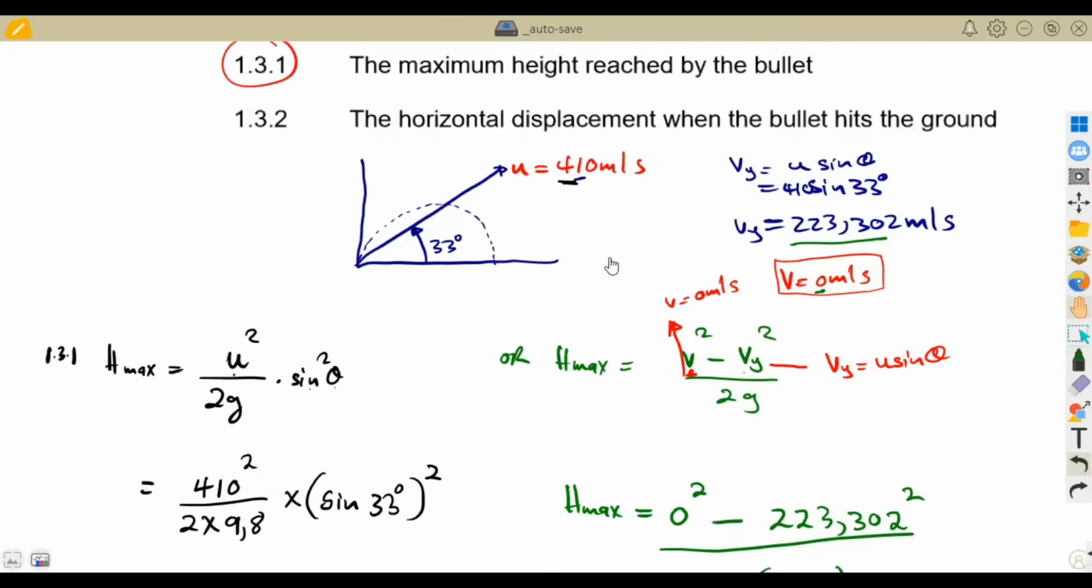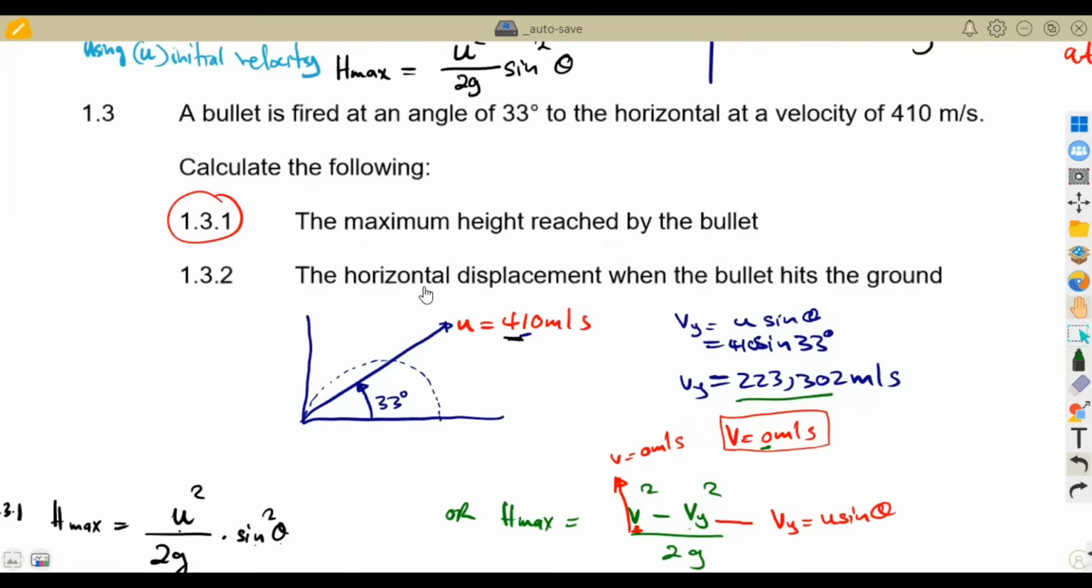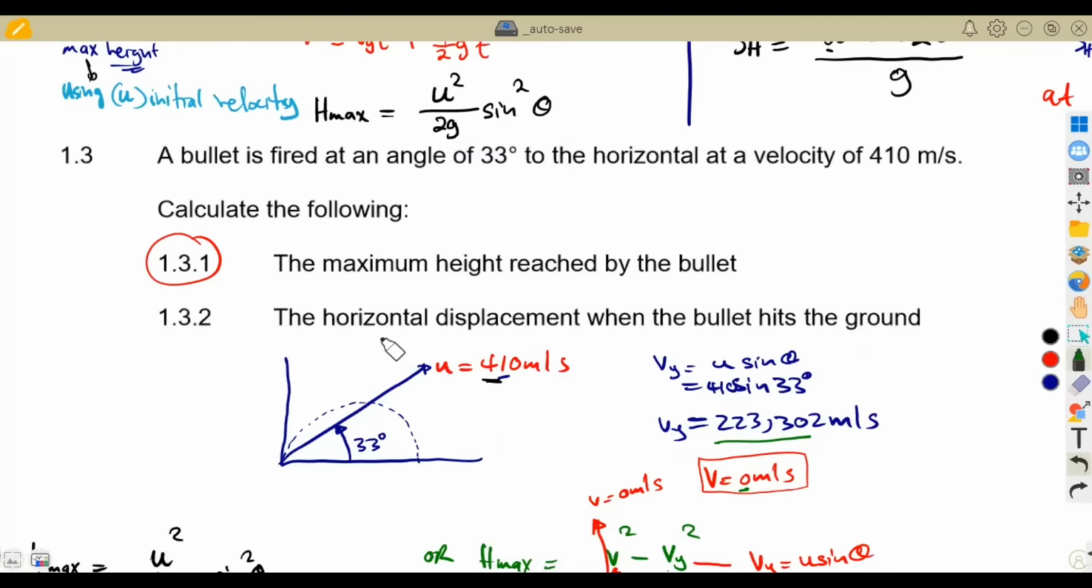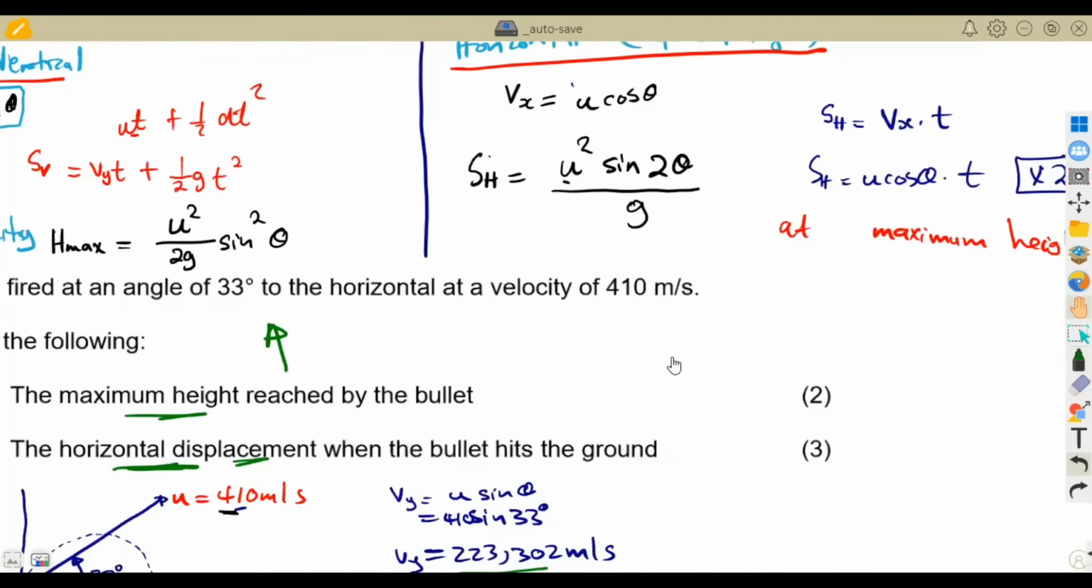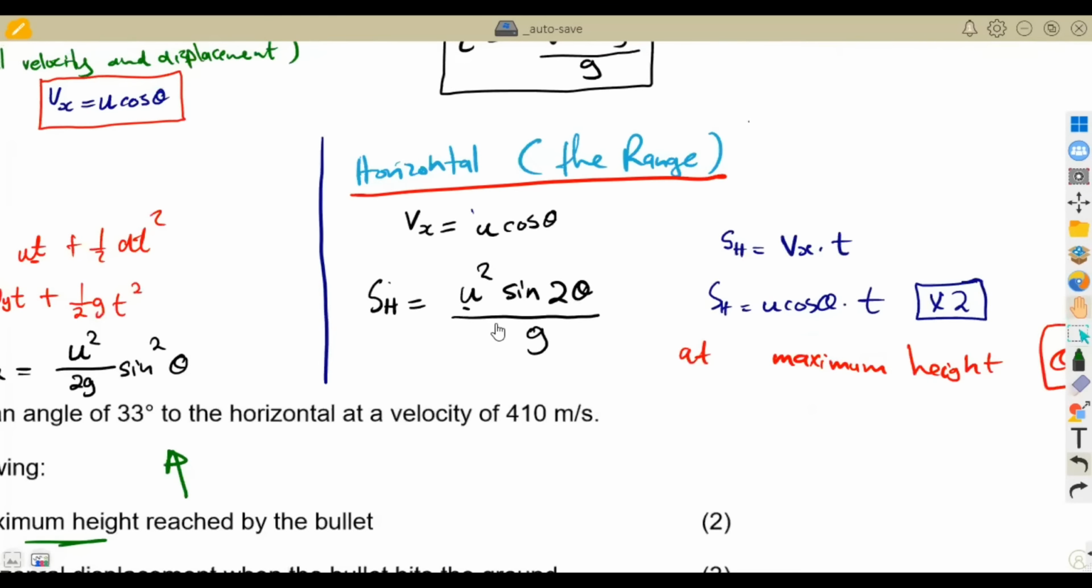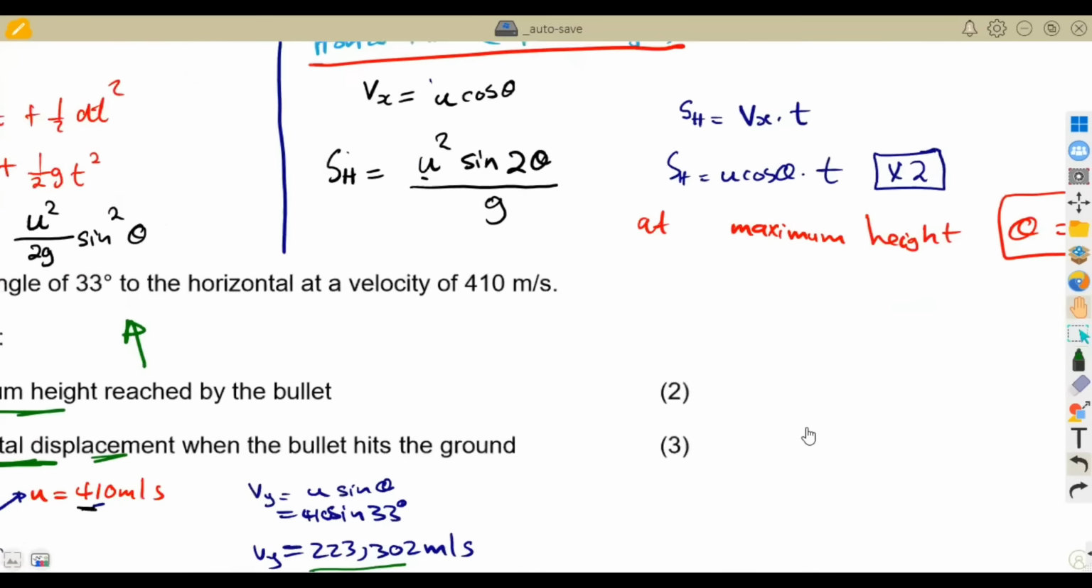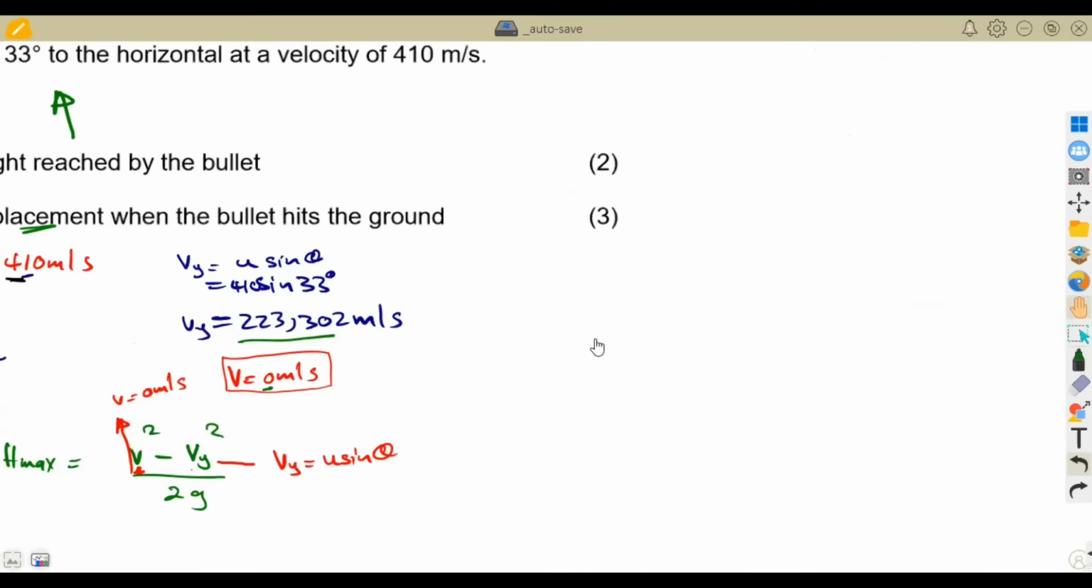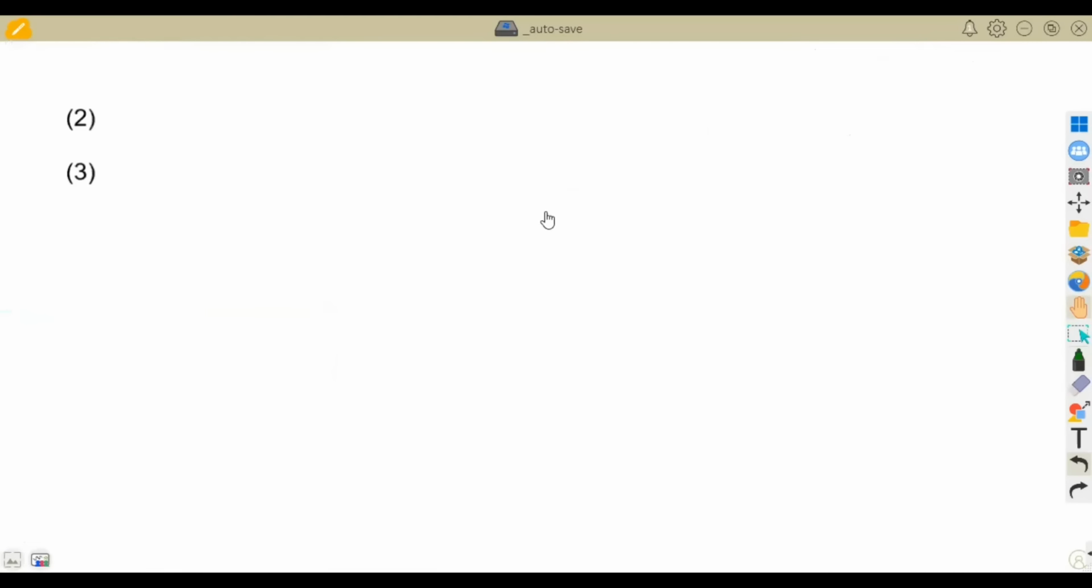All right, let us see the other part of the question. Now we are given the horizontal displacement. Take note, the horizontal, not the maximum height, because we are talking about going up. The horizontal displacement, we are now talking of the SH in this case. We are in the horizontal in this case, and I said in the horizontal, what is it that we want? SH is equal to this, or we can use SH, which is equal to this one. So let's try the first formula, then we compare with the second one.